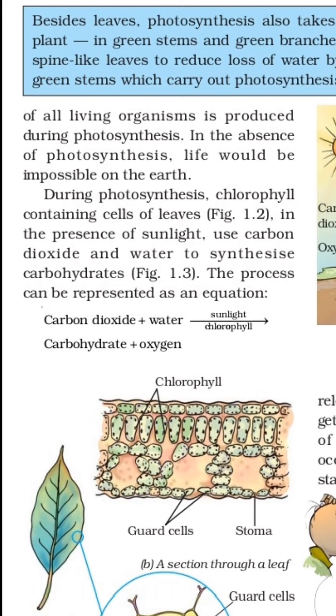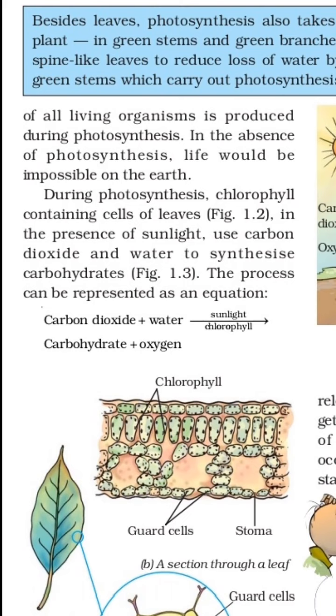Only oxygen will be utilized by the living organisms, and that's why the percentage of oxygen will be reduced and the percentage of carbon dioxide will be increased in the atmosphere. It will turn into global warming, and we are aware of global warming. Now, in the absence of photosynthesis, life would be impossible on the earth. This is the most important part of this chapter.